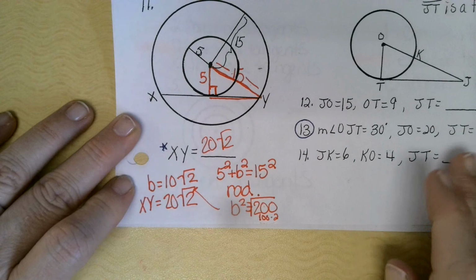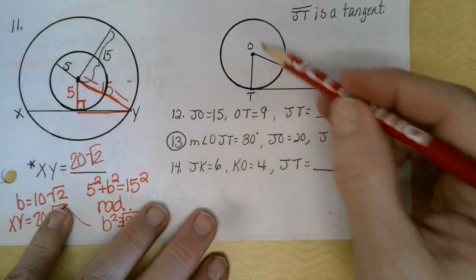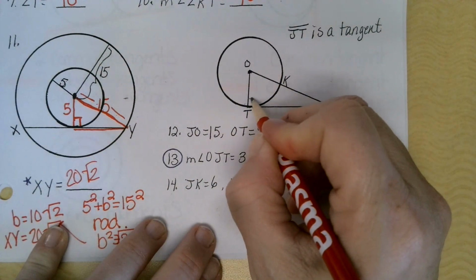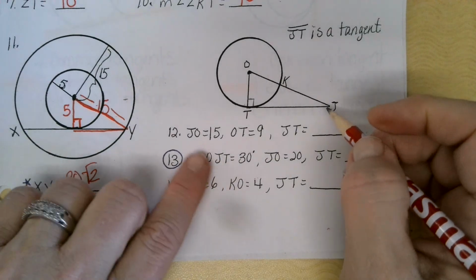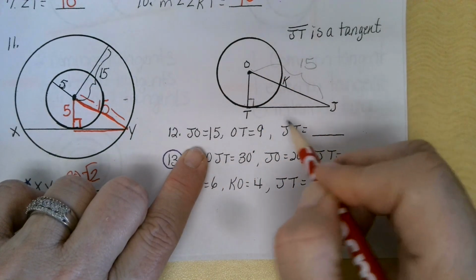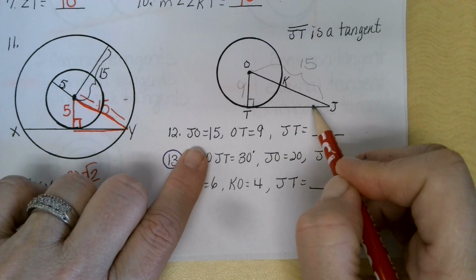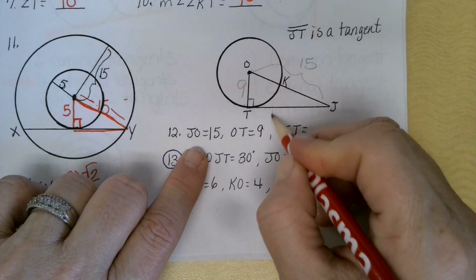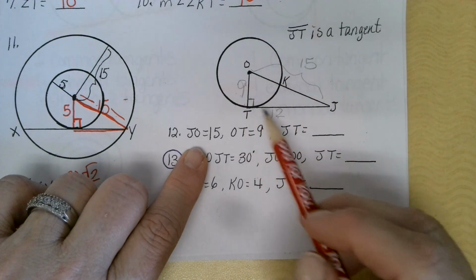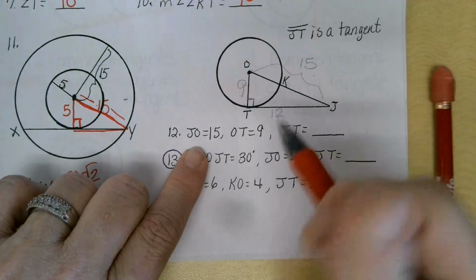All right, number 12, I'm also going to use pencil, 13 and 14, so we can use the same picture. We do have a tangent, meaning we do have a right angle here. So JO is 15, OT is 9. What is JT? Okay, so do we have another triple? We sure do. 3, 4, 5, multiply those by 3, 4 by 3, 5 by 3, 9, 12, 15. So JT is 12.